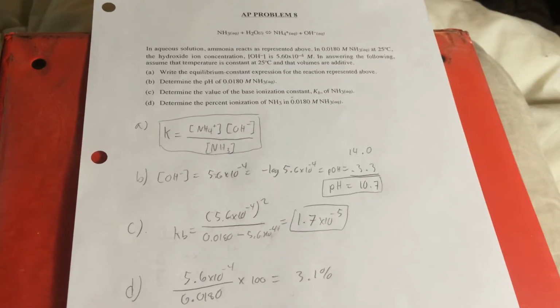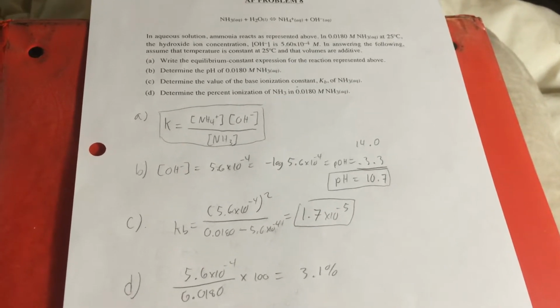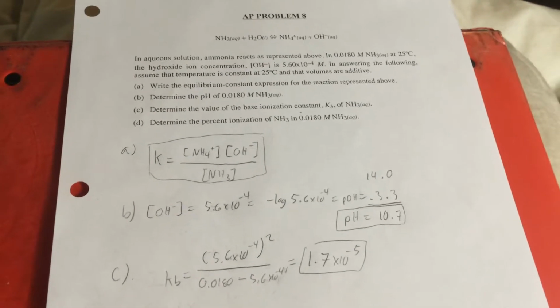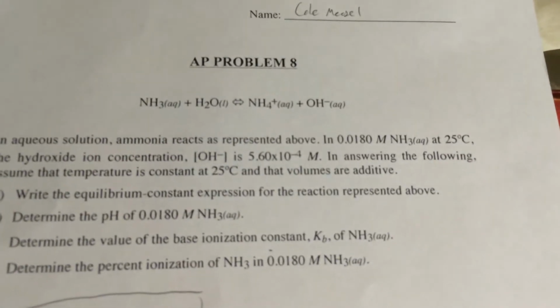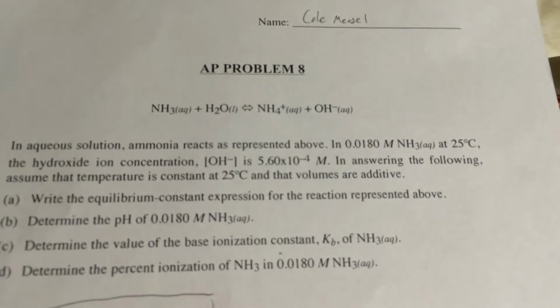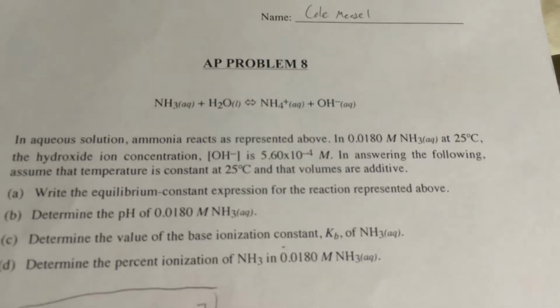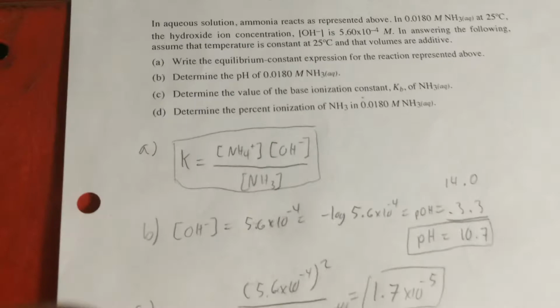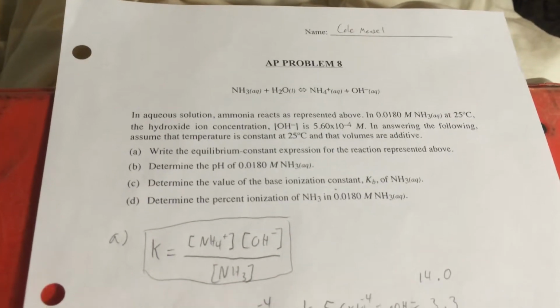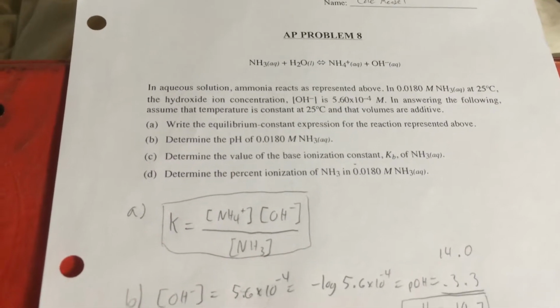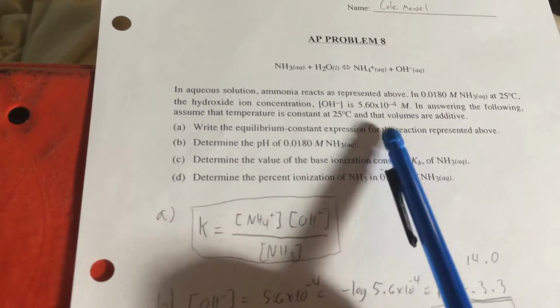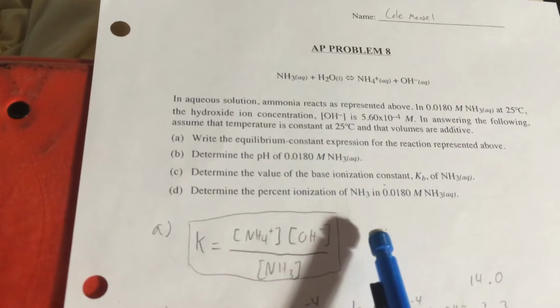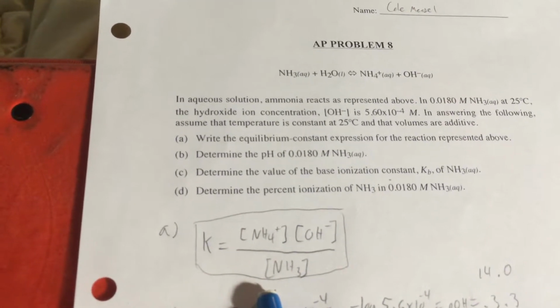This is AP problem 8, starting off here with letter A, which is write the equilibrium constant expression for the reaction represented above. The reaction represented above here, as we see, is NH3 plus water yields NH4 plus OH minus. So the equilibrium constant expression would be products over reactants. We take the NH4, put it on top, the OH minus, put it on top, and it's the concentrations of it. Then we put the NH3 on the bottom.